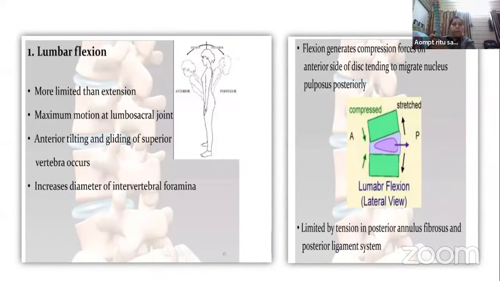So in lumbar flexion, the nucleus pulposus tends to migrate towards the posterior side, limited by the tension in the posterior annulus fibrosus and posterior ligament system. So we have to see in which direction the patient is getting compression by flexion, whether they are getting relief or aggravating their pain. So this is the way, if we talk about the disc, in flexion we can understand why compression is coming, and because of that the nucleus pulposus migrates towards the posterior side during the flexion position.